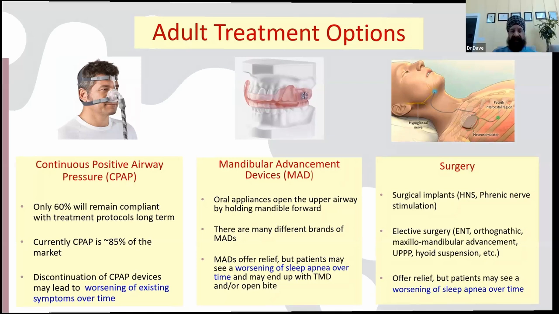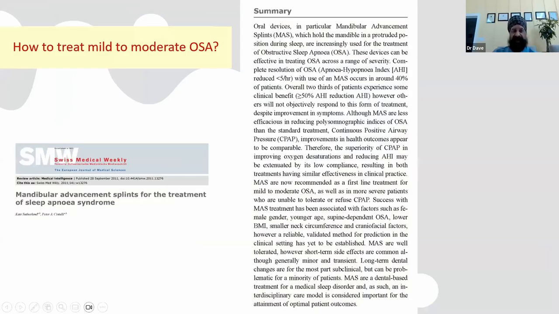So in terms of dental sleep medicine, how would you treat mild or moderate sleep apnea? This is going back to 2011. This is Dr. Sestuli's team from Australia. Mandibular advancement splints, he calls them, as opposed to devices, are recommended as a first line of treatment in mild to moderate cases, even in severe cases where the patient is unable to tolerate or refuses CPAP or other types of PAP therapy.